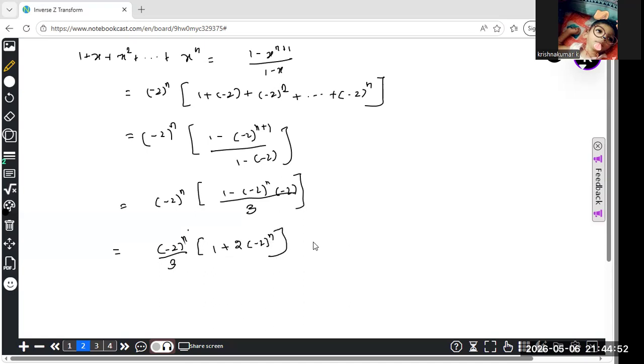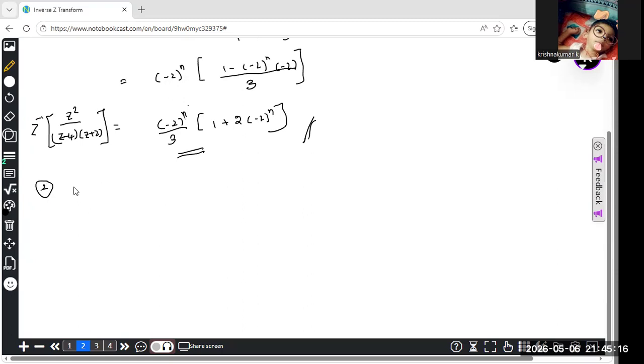So this is the inverse Z transform of the function z square divided by (z minus 4) into (z plus 2). Now let us look at one more problem.